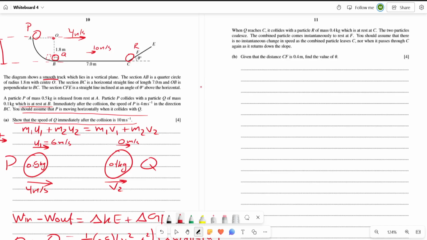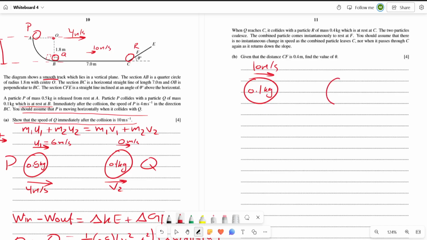Okay, this is interesting. So let's see what we can do here. Again, let's do the momentum part. We know that Q is going to be moving with an initial speed of 10 meters per second to the right, and it has a mass of 0.1 kilograms, okay?